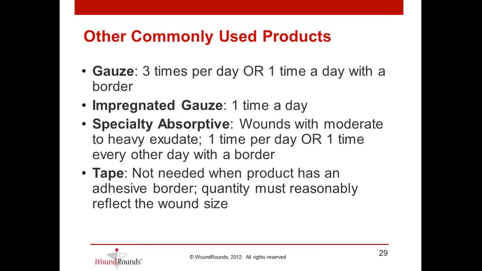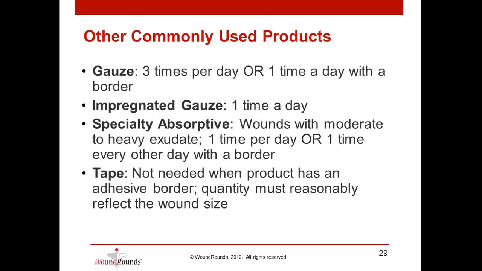Some of the other commonly used products that you'll see that are going to be reimbursable are your gauze. Gauze is reimbursable at 3 times per day or 1 time a day with a bordered. So your bordered gauze would be just a once a day, 30 pieces per wound per month. Your impregnated gauze, such as your Vaseline gauze, again, that's going to be reimbursable at a treatment change of 1 time a day or 30 pieces per wound per month.